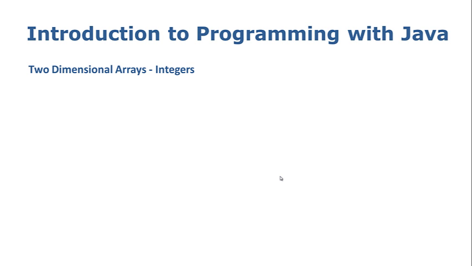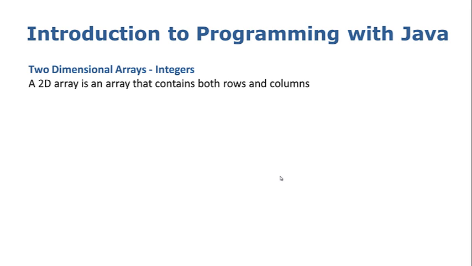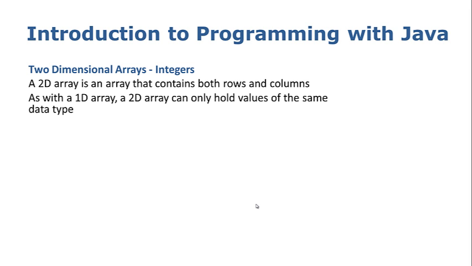Okay, so previously we looked at one-dimensional arrays, which essentially looked like one row of data. A two-dimensional array then is an array that contains both rows and columns of data. So we can have multiple rows here in a two-dimensional array, and essentially it looks more like a table than anything else. As with a 1D array, a 2D array can only hold values of the same data type. So we can have a two-dimensional array that holds all strings, or all doubles, or all ints, but we can't have a mixture of both in the same one.